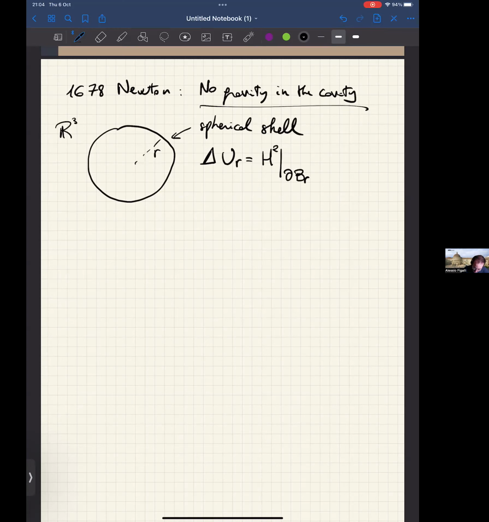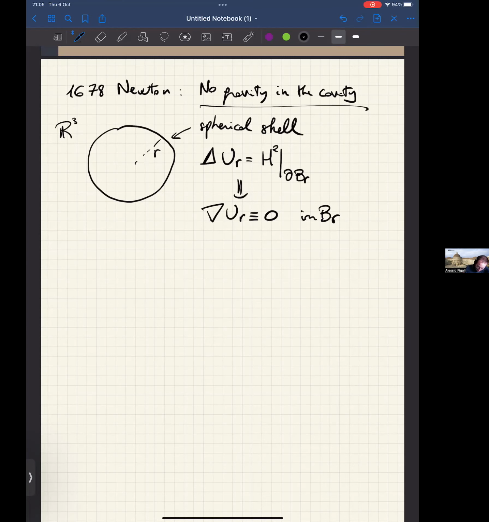But what the theorem says is that if you take a uniform distribution on a shell, then there is no force inside. So the gradient of u_r is identically zero inside the ball. So this uniform distribution doesn't exert any force inside, no matter where you are. So this is just saying spherical shells do not exert gravitational force.